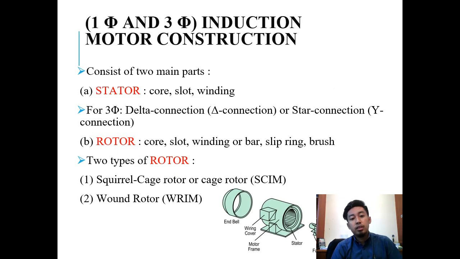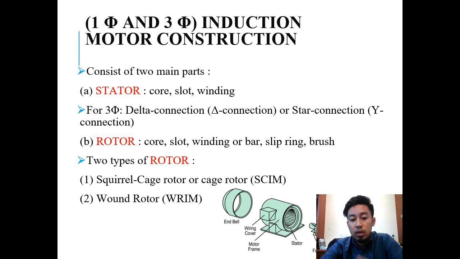For the single-phase and 3-phase induction motor, the construction is the same as in the previous topic, the DC machine. There is still a stator and a rotor. In the stator, there is a core, slots, and a winding. For the 3-phase connection, there is a delta connection and a Y connection. For the rotor, there is a core, slots, winding or bars, slip ring, and brushes.